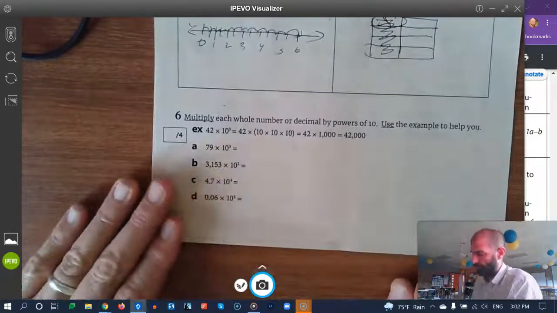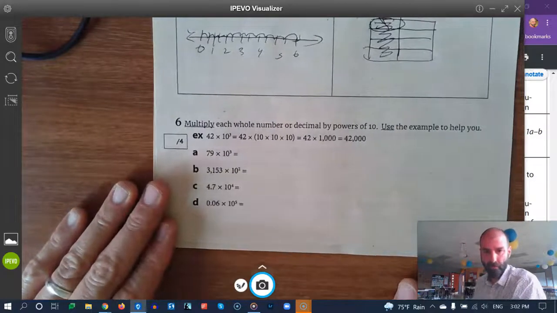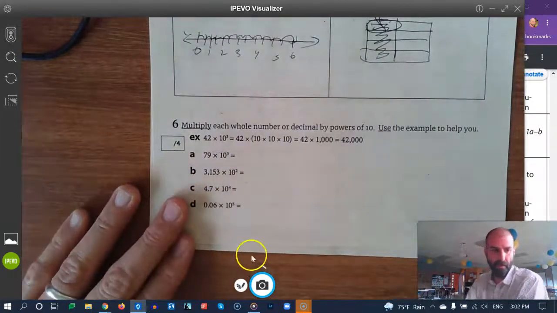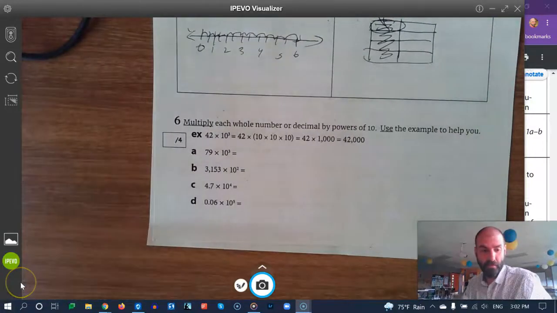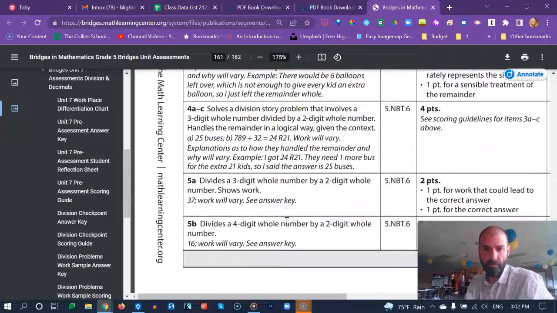Multiply each whole number or decimal by powers of 10. Use the example to help you. I'm going to pause this because I don't want you to sit there watching me write stuff. But actually, let's go back to the student thing. Let's see what we need to do here to do well.